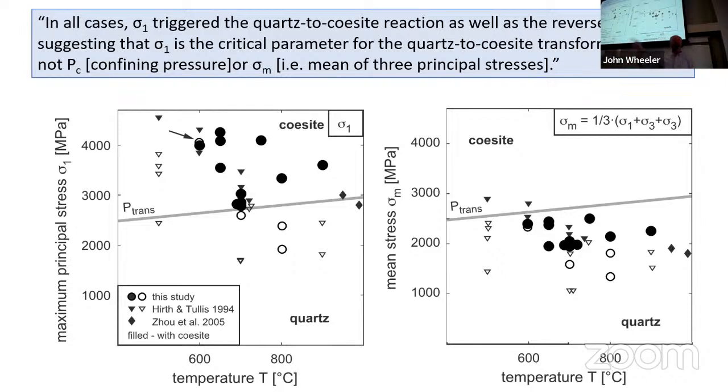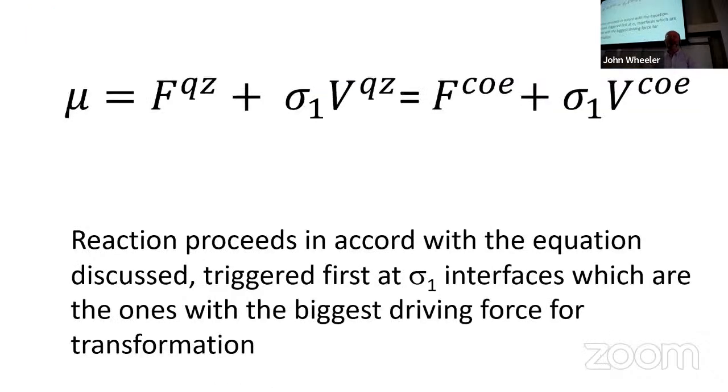In all cases, sigma 1, this maximum stress, triggered the reaction. Not the burial pressure, not even the dynamic pressure, sigma 1. So we'd quite like to know more about sigma 1, and we'd like to know more about when sigma 1 triggers the reaction. All right, let's look at the second example. Well, that's just some maths that explains what she observed with the equation that I showed you a minute ago.